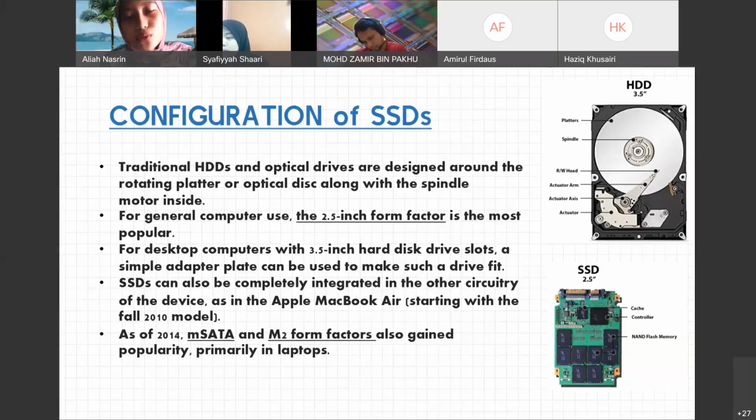The SSD can also be completely integrated in the other circuitry of the device, as in the Apple MacBook, starting with the 2010 model and 2014. SATA and M.2 form factors also gain popularity, primarily used in laptops. Next.